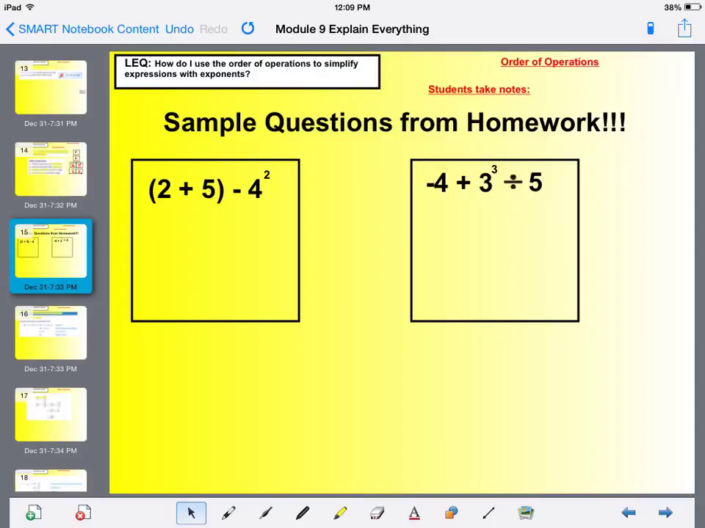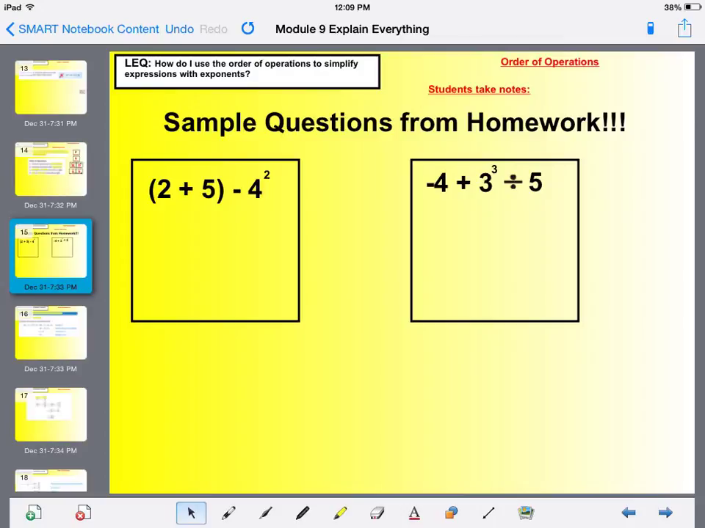So now that we have discussed rational numbers and negative integers in 6th grade, it's important that we understand that when we solve order of operations, our answer might potentially be a negative integer or it might be a rational number. So let's go ahead and work this first one.